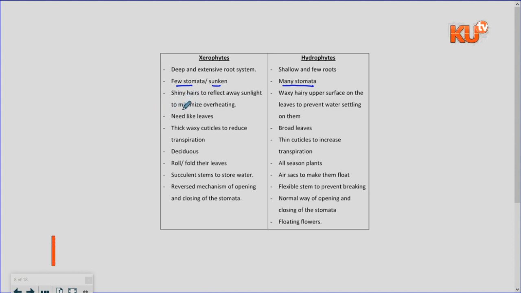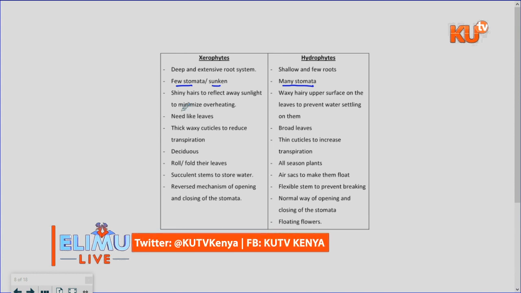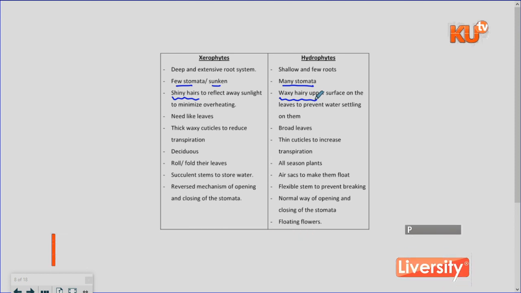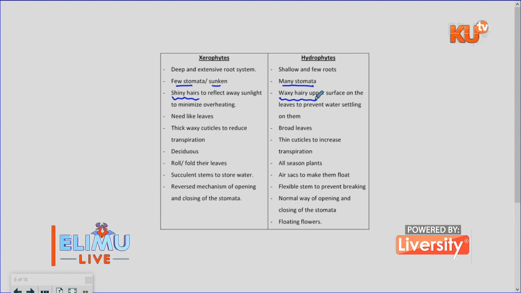It is about hairs. All these xerophytes and hydrophytes have what you call hairs. But there is something interesting about these hairs. What is the interesting part? In xerophytes, we have shiny hairs. In hydrophytes, we have waxy hairs. That is the first difference. These are shiny, these are waxy. Those are two different things.